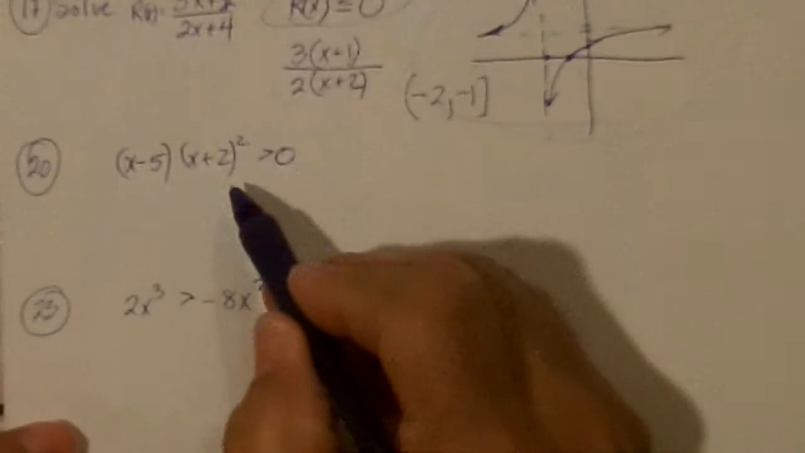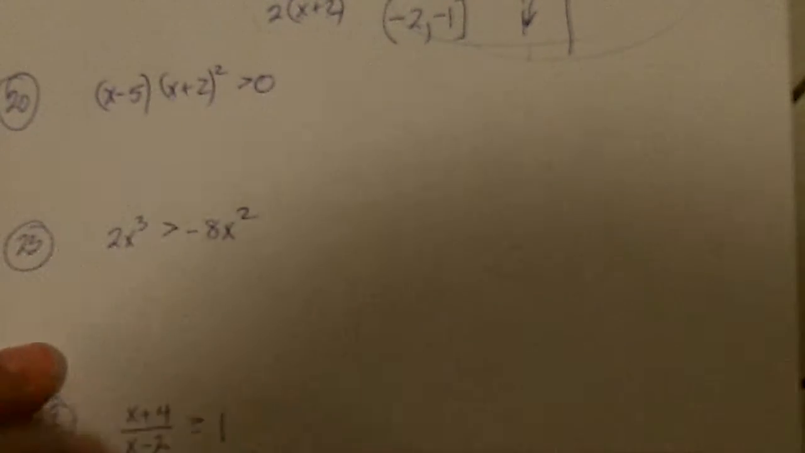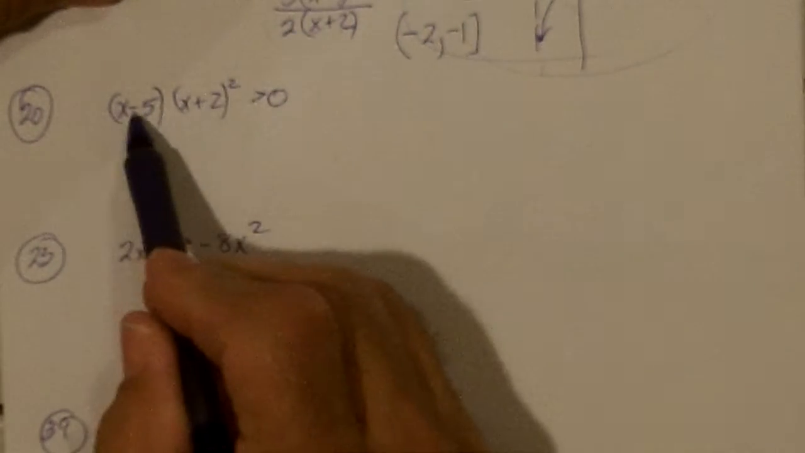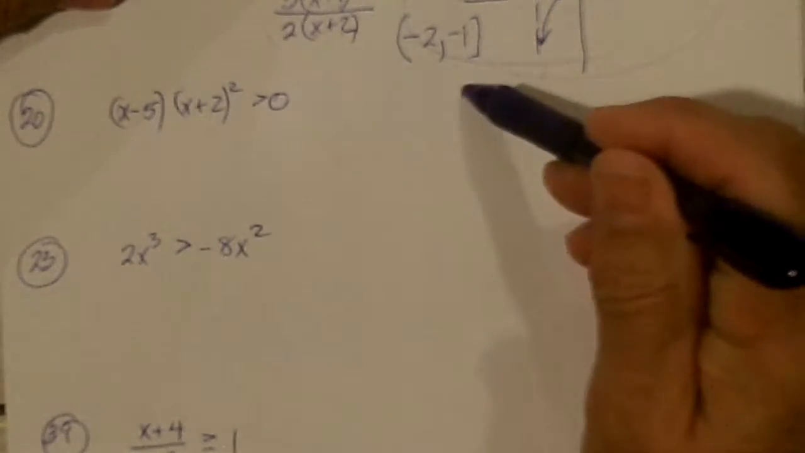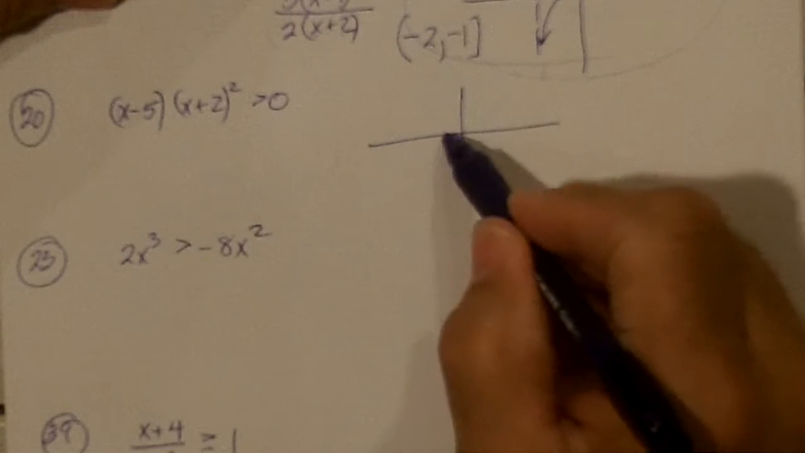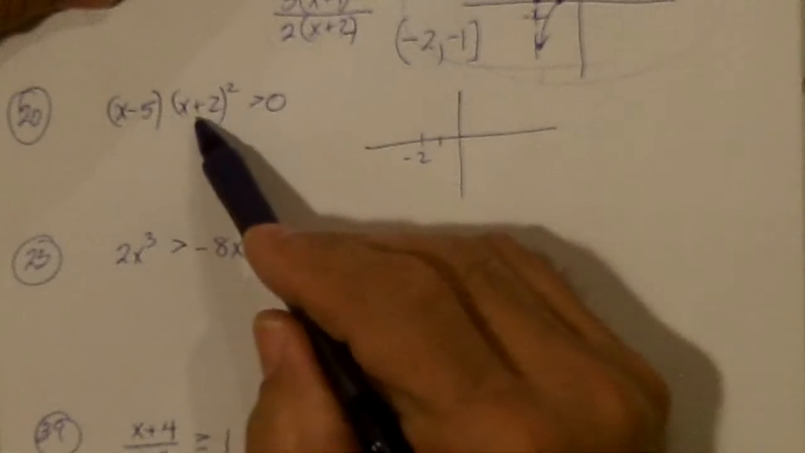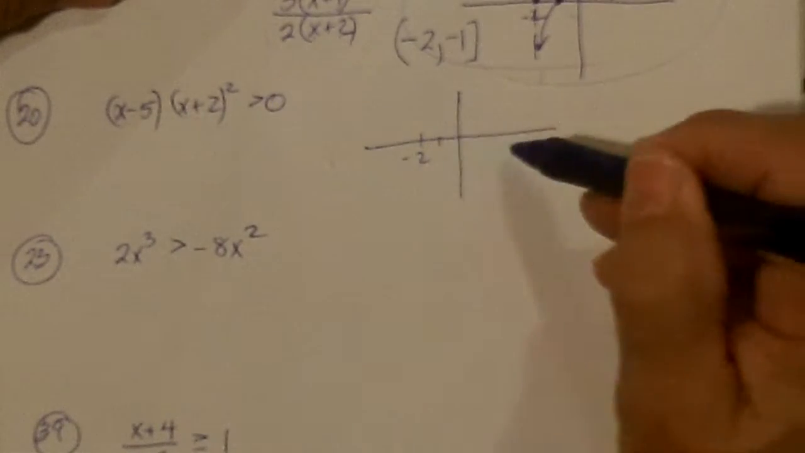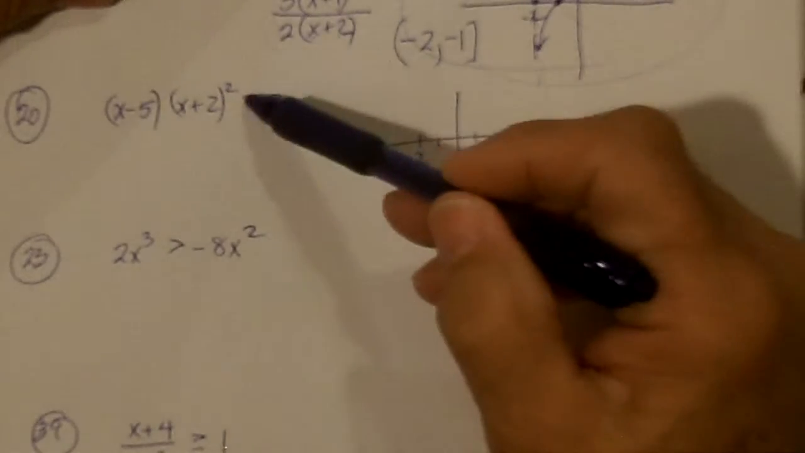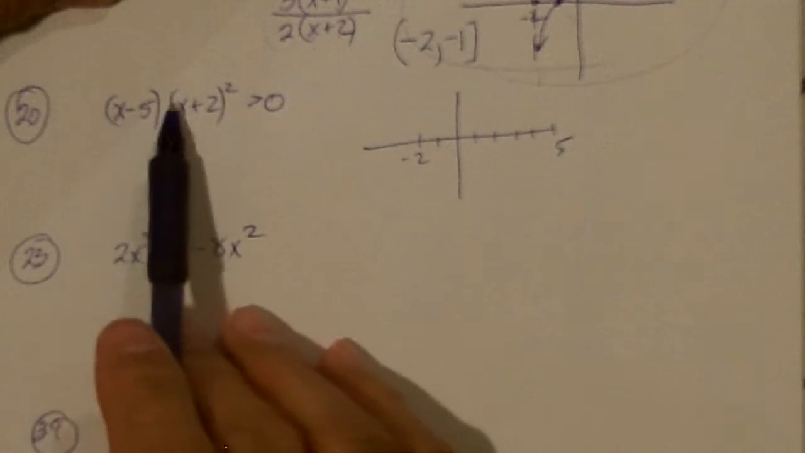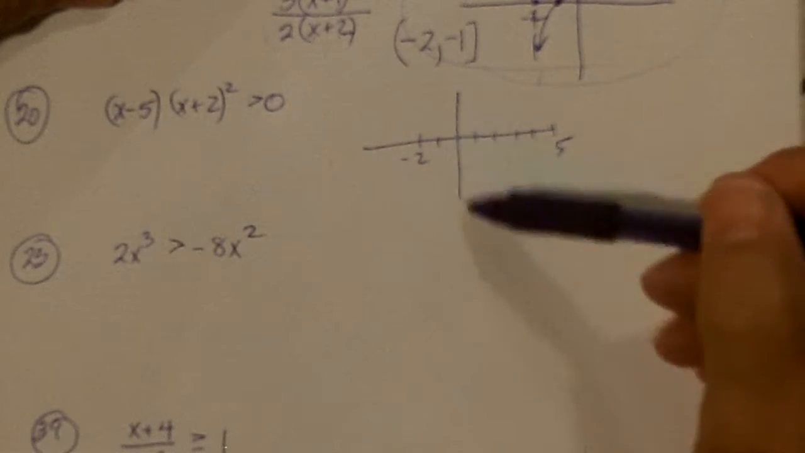All right, number 20. At 20, we have a third degree polynomial, and it looks like we have a bounce at -2 and a straight through at +5. We're looking for when this is greater than 0. This is going to be x times x times x, all positive, so it's going to do what a normal cube does. It comes up and down and up.